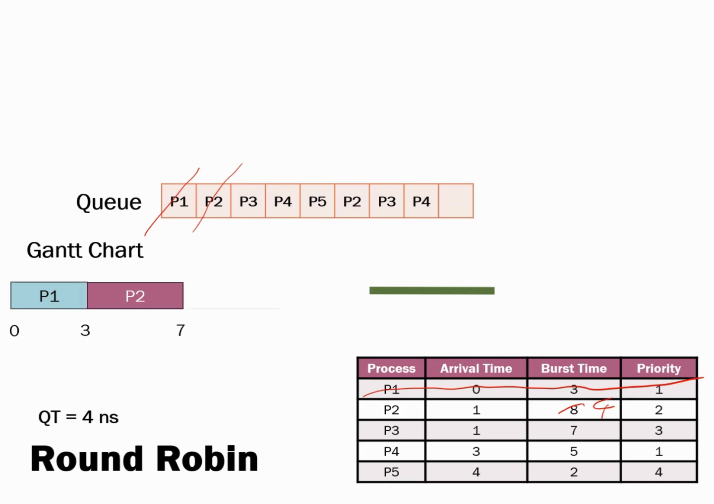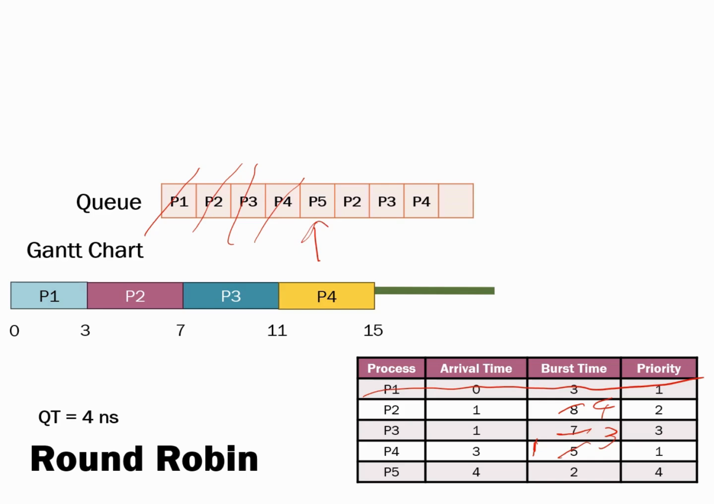So P3 got the CPU between 7 and 11, so 4 is executed and 3 more needed. P3 is then added to the end of the queue after P2. So the next one in the queue is P4. P4 got the CPU between 11 and 15. From 5 we need 1 nanosecond more. P4 is also added to the end of the queue here, and the next is P5.